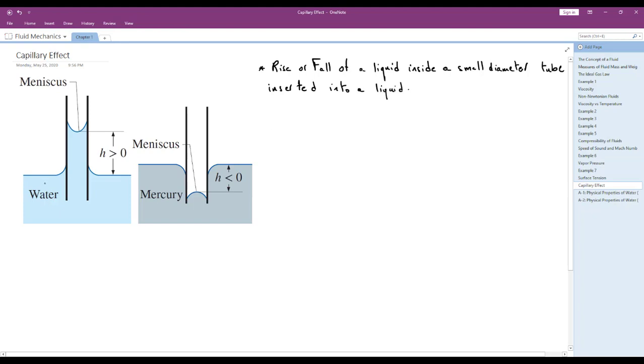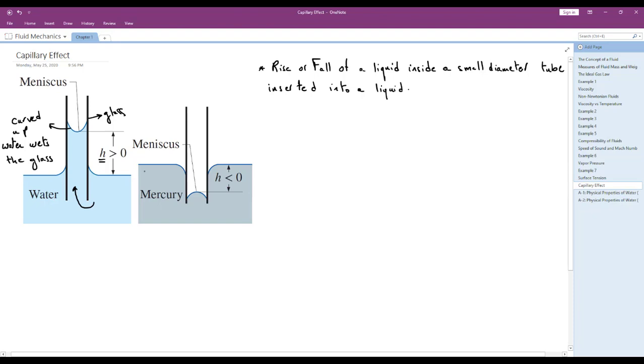So for example, if we take a container filled with water and we insert a small diameter tube made of glass, you will observe that the water will enter this tube until it reaches a level equal to h, and we will see that the free surface will be curved up, and we say in this case that the water wets the glass.